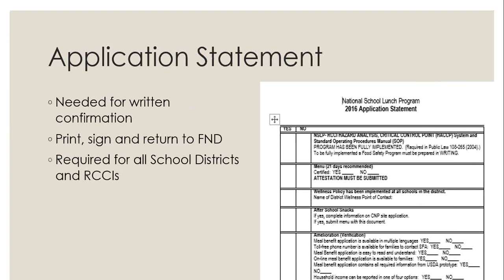Okay, the next document you'll see on that form download list is an application statement, and it kind of looks like a checklist, so there's been a little bit of confusion in the past, but really this form, we just need some written confirmation on a couple of items. So you'll need to print, sign, and return this to the Food Nutrition Division. And this is required for all school districts and RCCIs. So both groups will need to complete this form and sign that and send that on back.